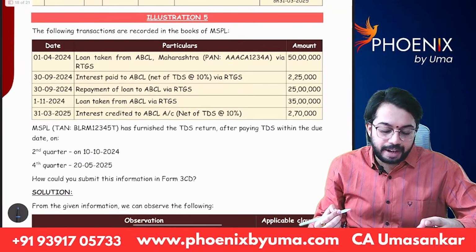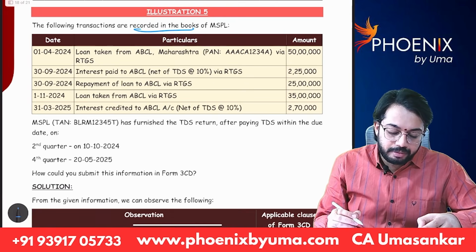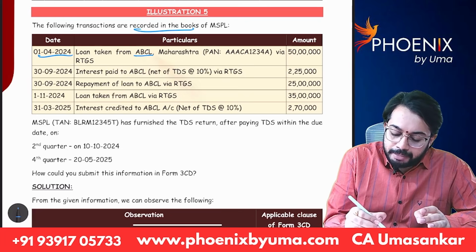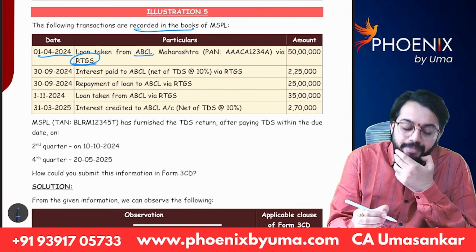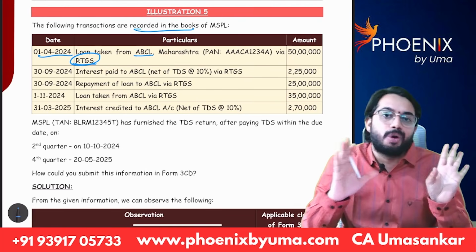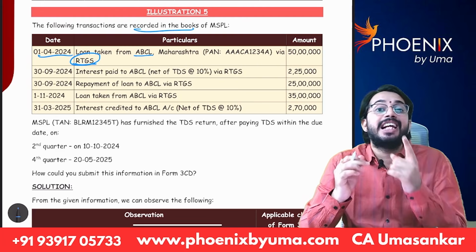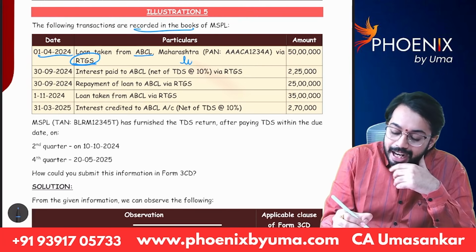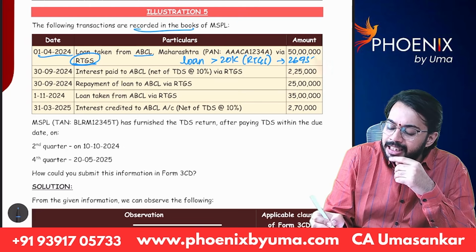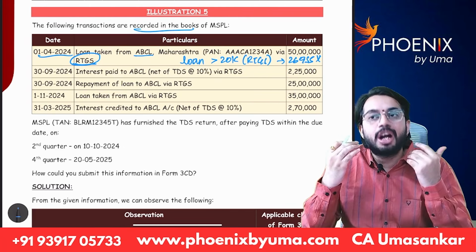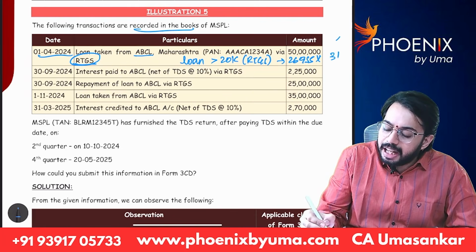Next, shall we see illustration 5? The following transactions are recorded in books of MSPL. On 1st April 24, loan taken from ABCL Maharashtra, PAN, via RTGS. How was the loan taken? Loan was taken by RTGS. Loan should not be taken in cash. If loan is taken in cash and the amount of loan is more than 20,000, then 269SS gets attracted. Here, loan is greater than 20,000, but loan is taken by way of RTGS. So, 269SS will not get attracted. Even though 269SS does not get attracted, whenever loan taken is more than 20,000, that information is required to be given in clause 31. Okay.